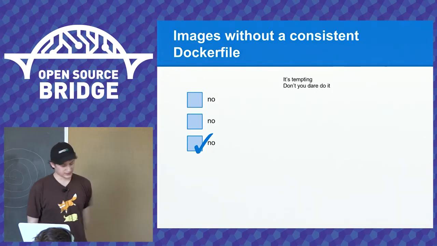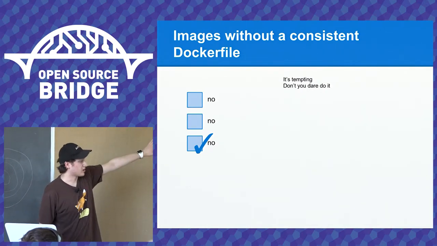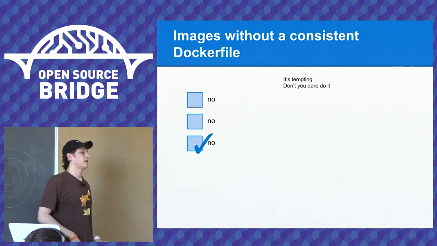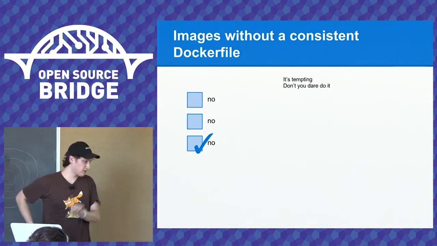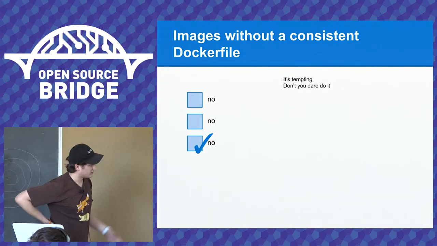You can upload images to Docker Hub without a consistent Docker file. That is, you mess around with it and do Docker commit, which is a command that should never, ever, ever be run, and put that on Docker Hub. Don't do that.